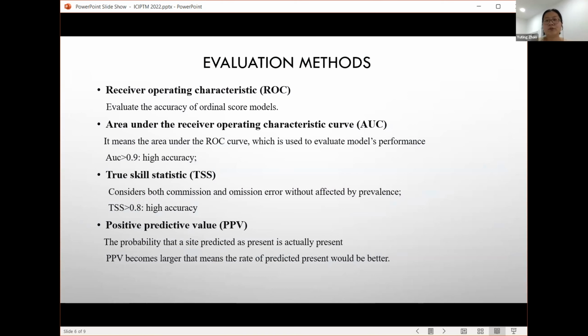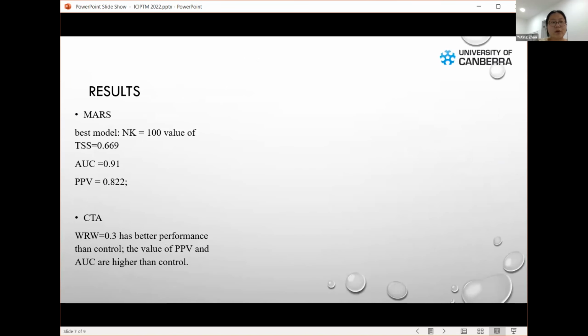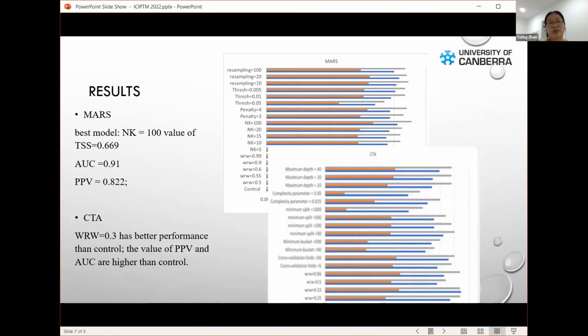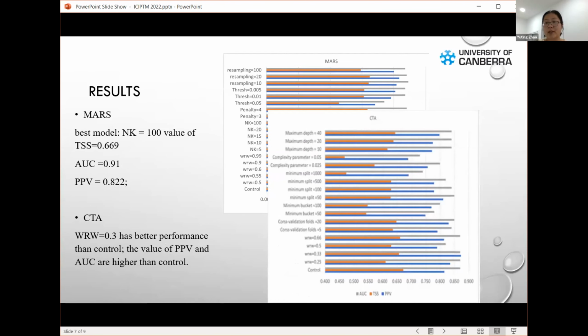In order to optimize our thorny devil distribution model and analyze its performance, we picked four popular evaluation methods: receiver operating characteristic, area under the receiver operating characteristic curve (AUC), true skill statistic (TSS), and positive predictive value (PPV). According to these, we generated many models and compared their performance.